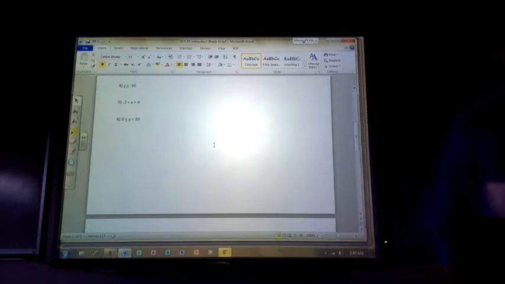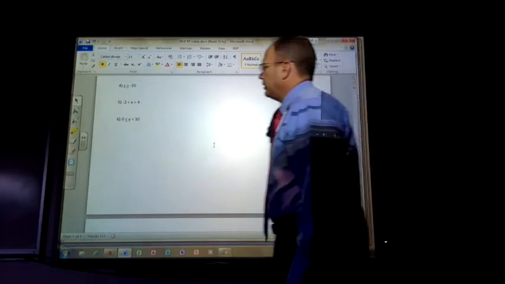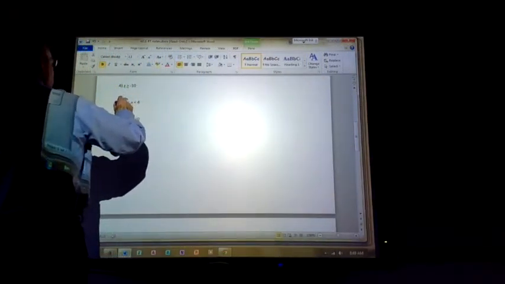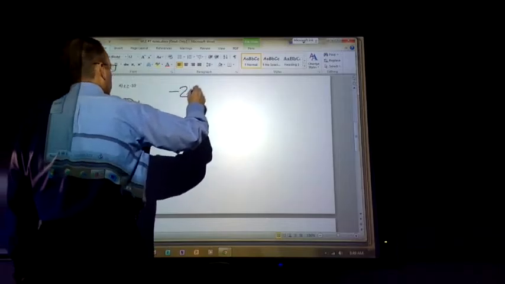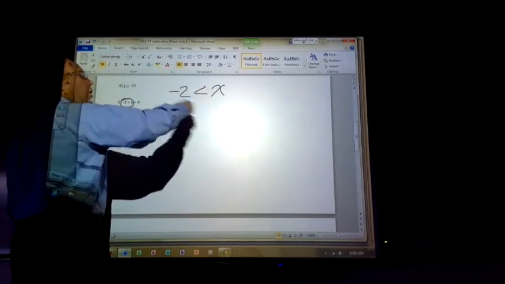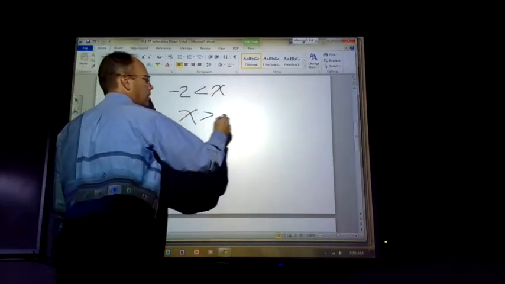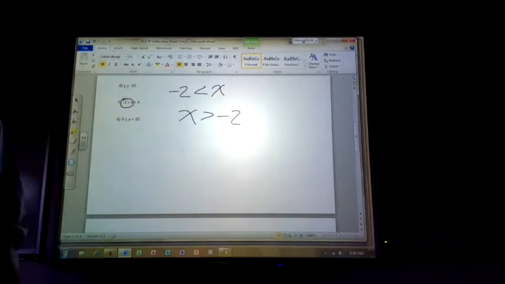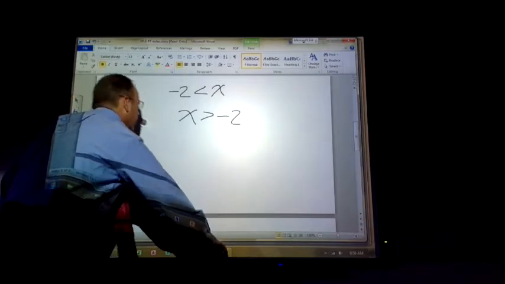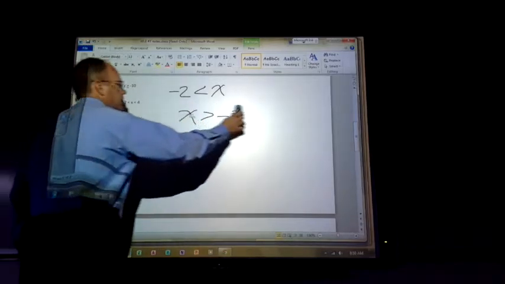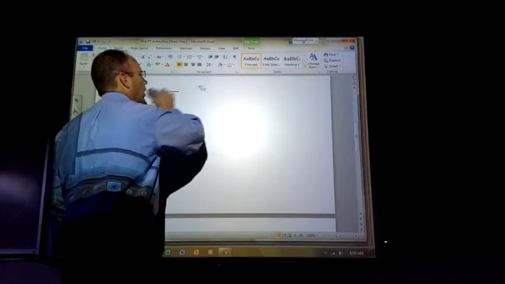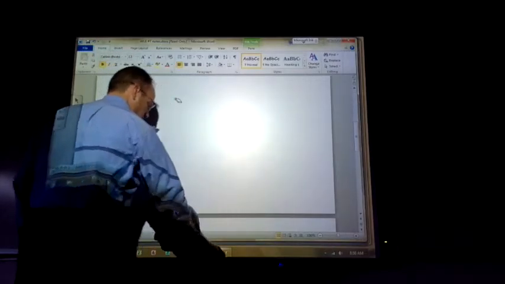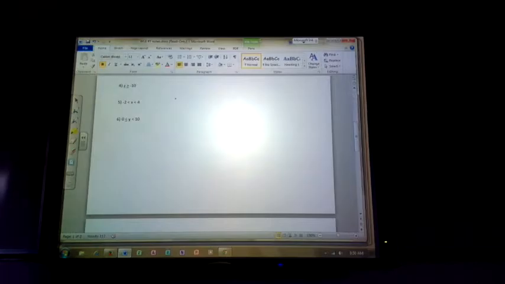So I have 2 is less than x, which is less than 4. But remember, I said sometimes these things are backwards. So this part right here, negative 2 is less than x. If I flip the whole thing over, we're talking about values that are bigger than negative 2. Do you agree? So this means I want to shade in between negative 2 and 4. I don't want to include them as endpoints.